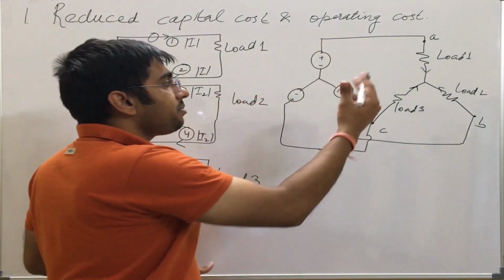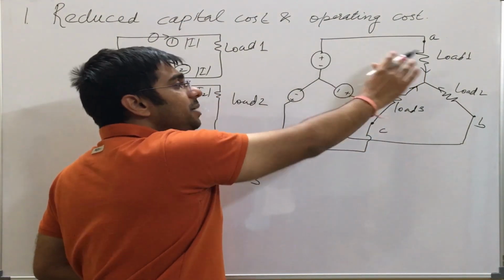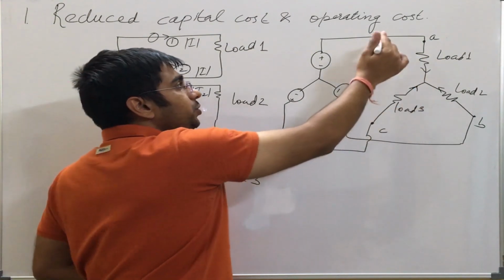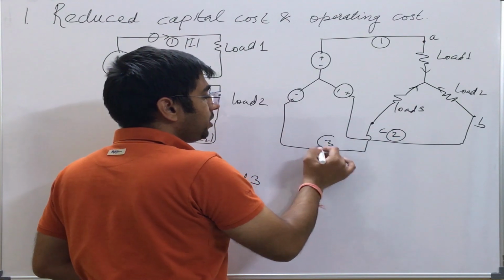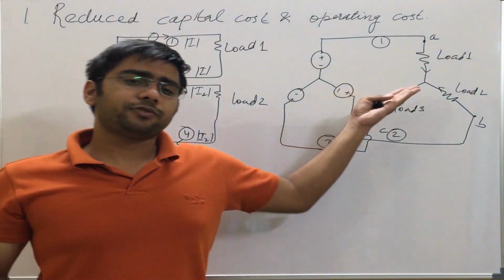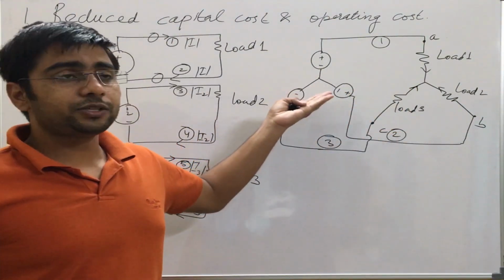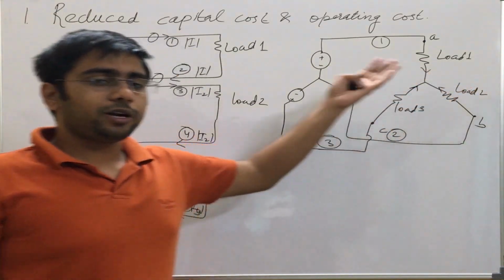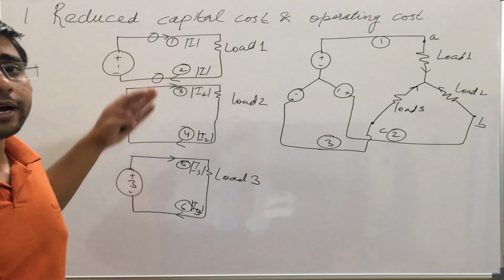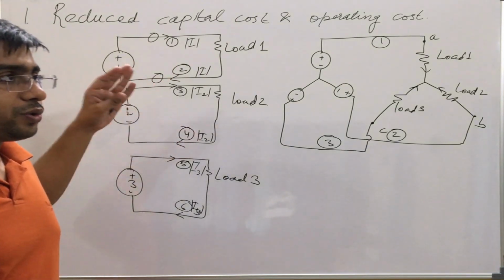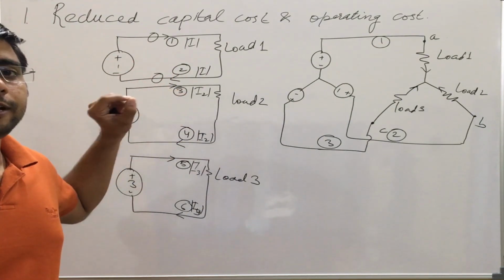So you see, I am delivering the same power to those three loads using only wire number 1, number 2 and number 3. So only 3 wires will be required with the same 3 sources and 3 loads for delivering the same power, as compared to the 6 wires which we would have required if we had delivered the load using 3 different single phases.